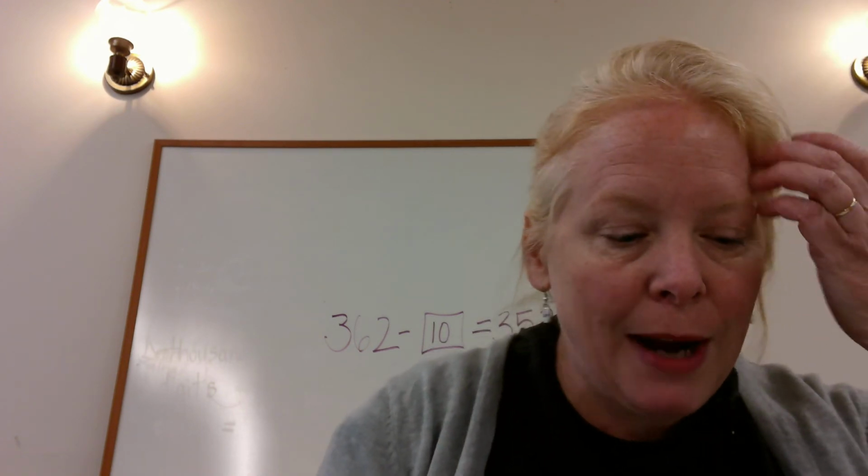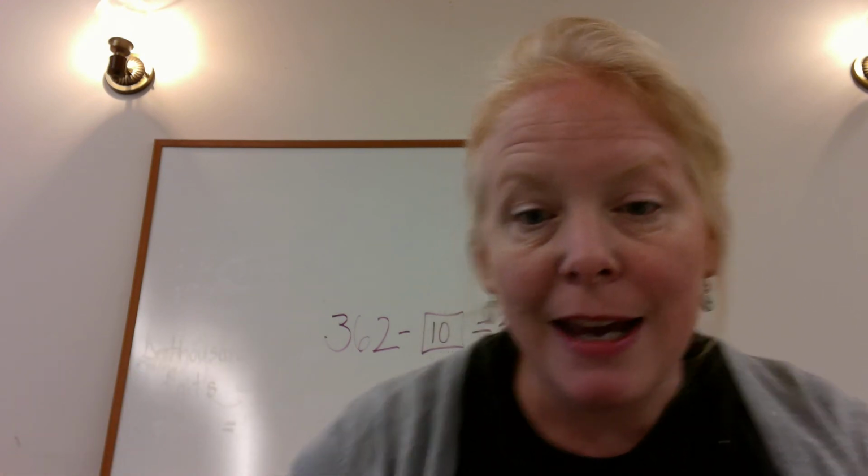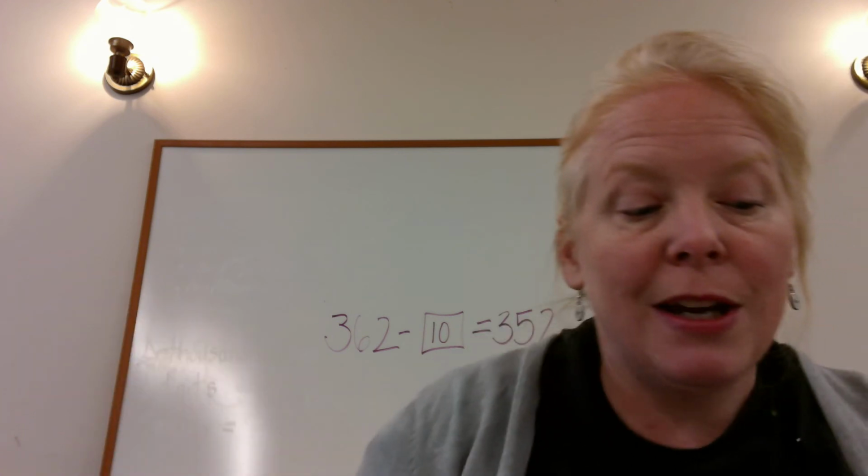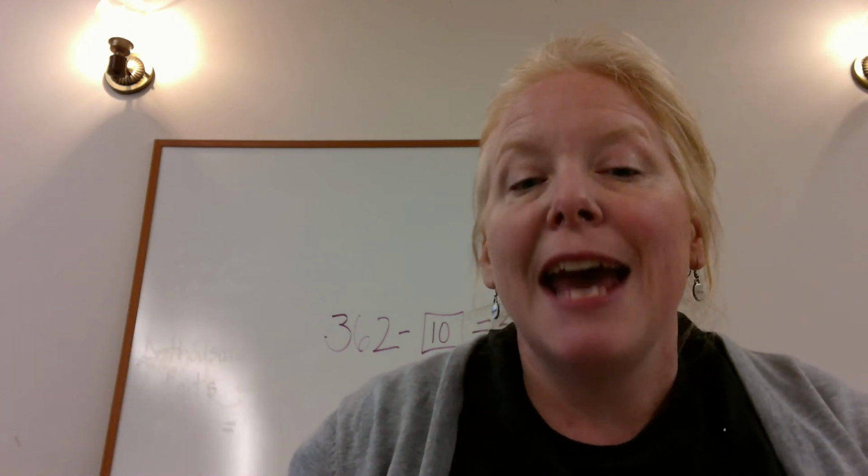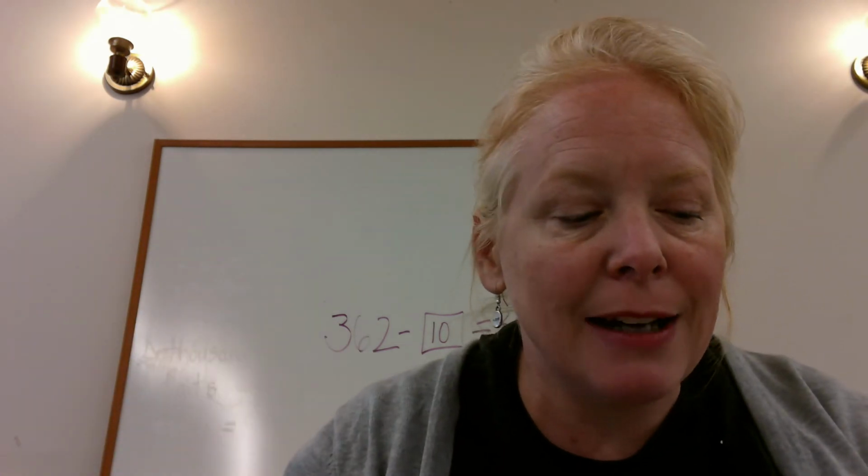Okay, so that was number 14 in your book. So everybody can write down the answer for number 14 because you just did it with me. It's right here, right? 362 minus 10, and you're writing the 10 inside the box, equals 352.